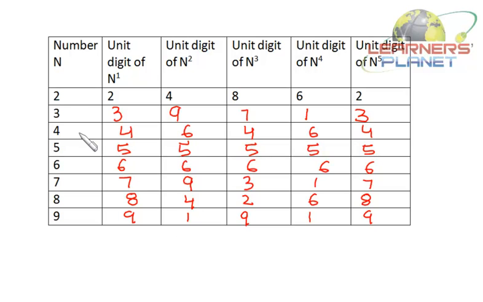And if we see the case of 4, 4 raised to 1 is 4, 4 raised to 2 will end in 6. So we'll be getting the series of 4, 6, 4, 6, 4, 6 and so on. So that means if 4 is raised to any odd power, we'll be getting 4 at the units place, and if 4 is raised to any even power, we'll be getting 6 at the units place. Similarly, in the case of 9, if 9 is raised to any odd power, we'll be getting 9 at the units place, and if 9 is raised to any even power, we'll be getting 1 at the units place.